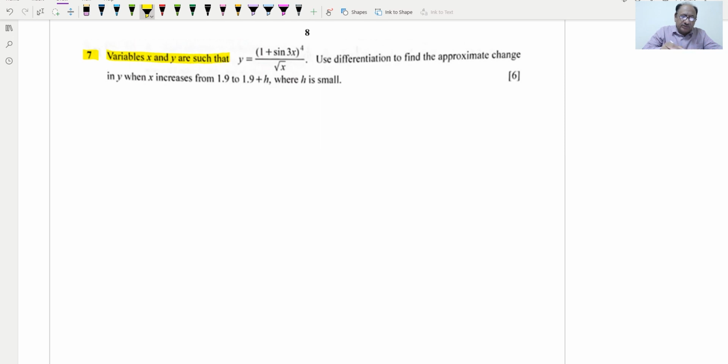Variables x and y are such that y is equal to this one. Use differentiation to find the approximate change in y when x increases from 1.9 to 1.9 plus h, where h is small. This is 6 markers.